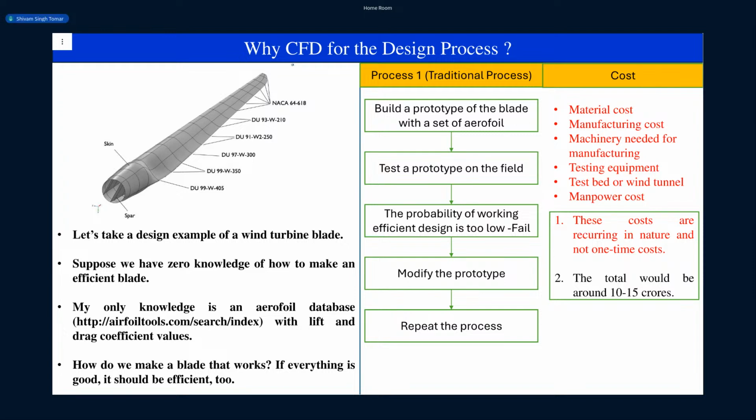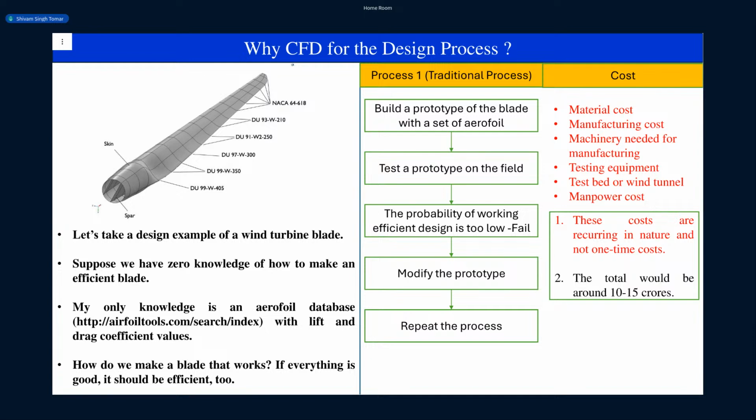This traditional process, this is a flow chart I made. You will make a prototype of the blade, with the aerofoil type, and then test it on the field. Now there are high chances that your wind turbine blade will not be efficient or will not work also. So then you again modify the prototype and repeat the process.